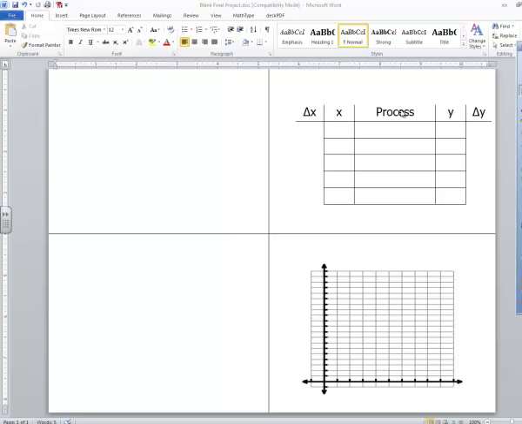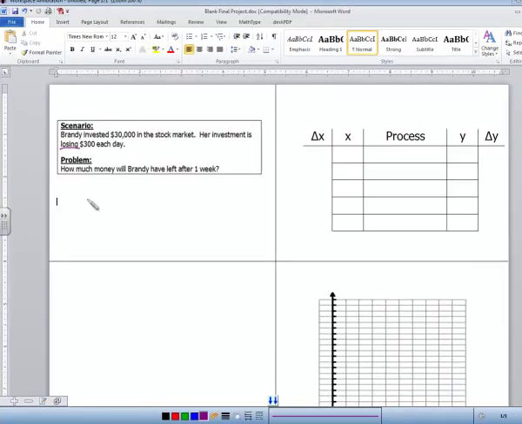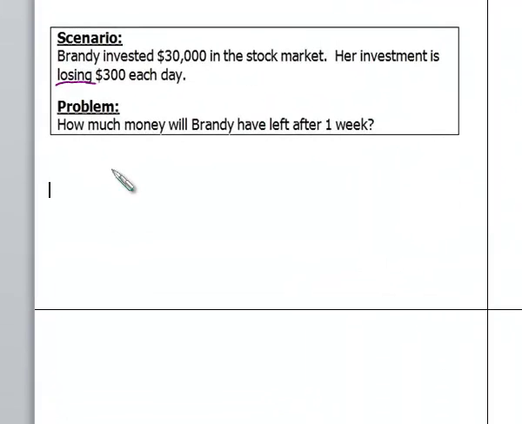So for example, if you are given this scenario right here, so here's my scenario. Brandy invested $30,000 in the stock market. Her investment is losing, that's important, it is losing $300 each day. So from here, our problem is how much money will Brandy have left after 1 week? Well, we need to break down, if this says days and this is in weeks, this right here is 7 days.